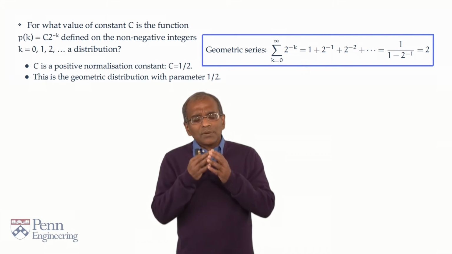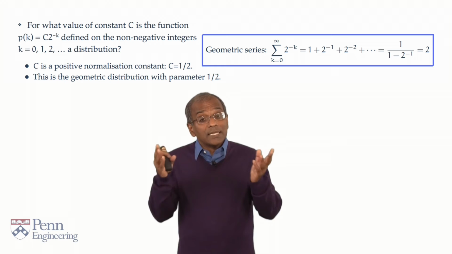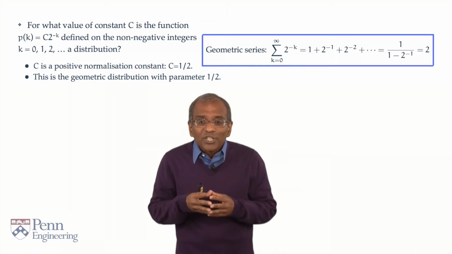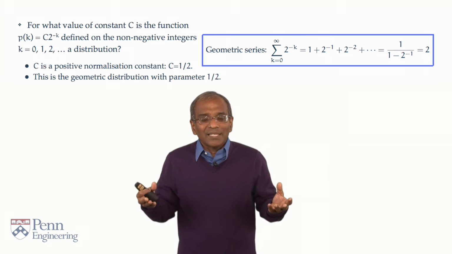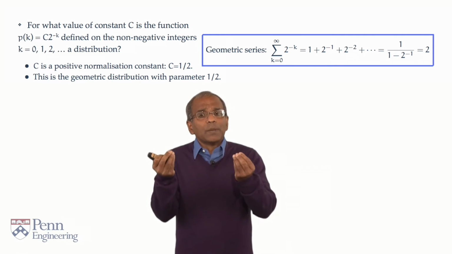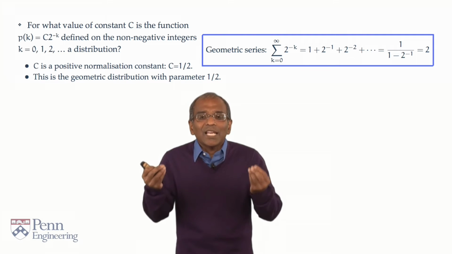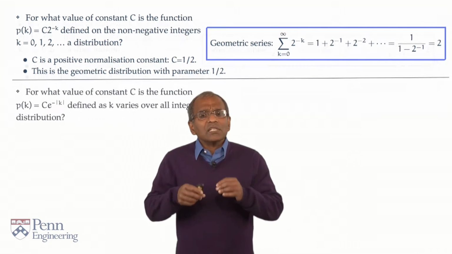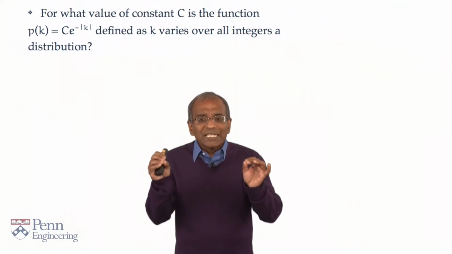Now, once you've written this down, you say, well, this looks familiar, and indeed it is. This, in fact, is exactly the geometric distribution we saw in the last slide. This is the geometric distribution with a particular choice for the parameter. The parameter here is 1/2. Here is a second problem, a slight variation on this theme.